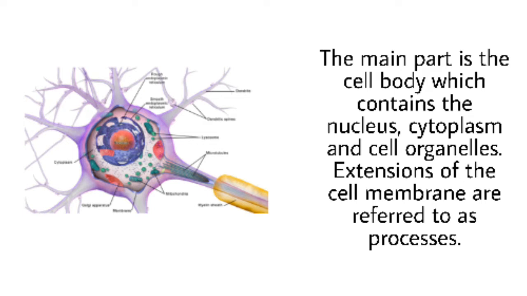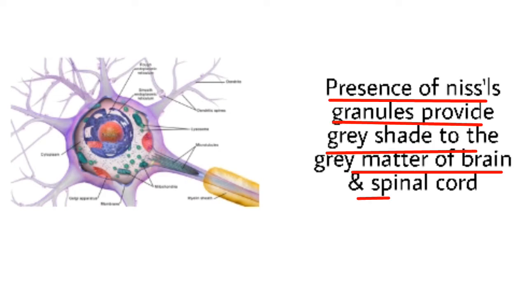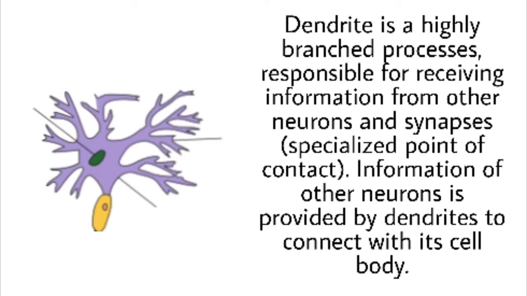Okay, so I would like to tell you that we have heard that term many times, the gray matter of the brain or spinal cord. Now, why is it gray? The presence of Nissl's granules provides the gray shade to the gray matter of the brain and spinal cord. Now, dendrites. A dendrite is a highly branched process responsible for receiving information from other neurons and synapses.